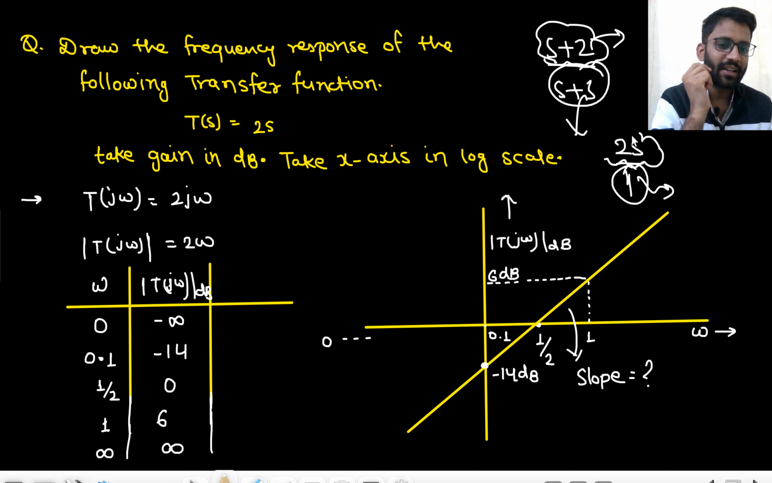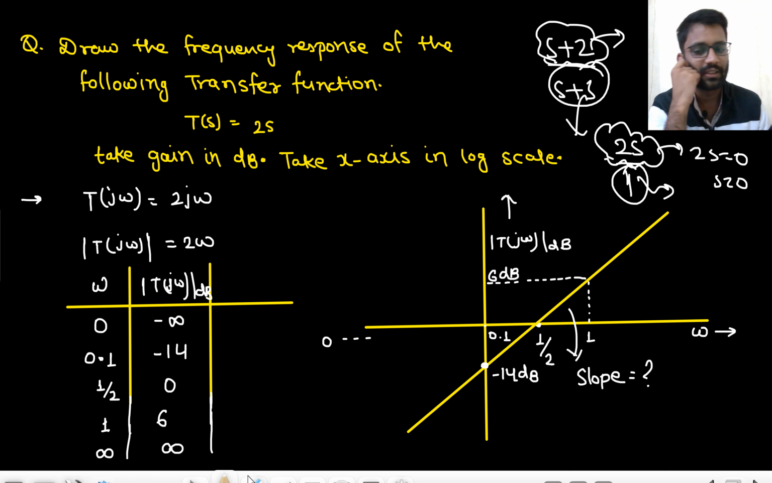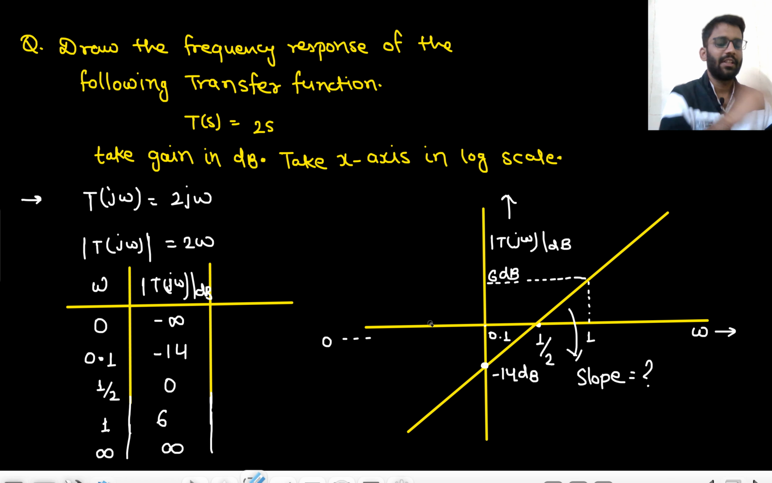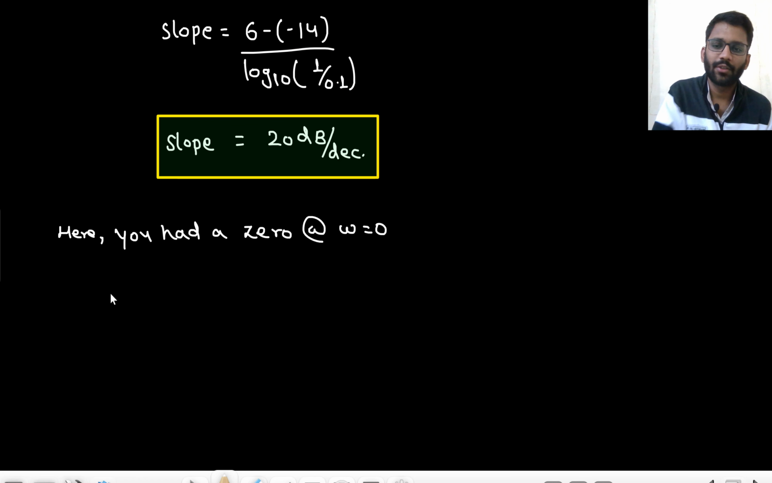Yeah. So if you put numerator equals to 0, that means you will get a 0. So the numerator is 2s. If you put that equals to 0, your 0 is at 0 only. Got my point? In the previous video, we have seen what are pole, what are 0. So when the numerator is equal to 0, you will get the value of a 0. And when the denominator is equal to 0, you will get the value of a pole. So here you had a 0 at omega goes to 0.